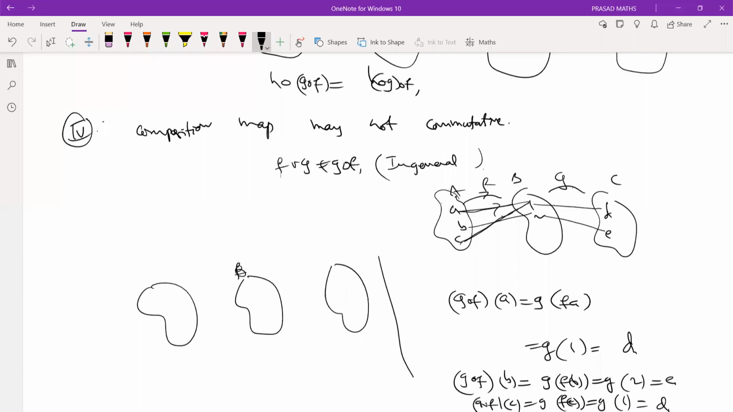So does F circle G exist? Anybody? So this is my A, B, C and this is my 1, 2. What is my F? A goes to 1, B goes to 2, C goes to 1. This is my F, and this is my G. What is my G here? G is a function from 1, 2 to D, E. What is my F function? My F function is from A, B, C to 1, 2. What is my G function?